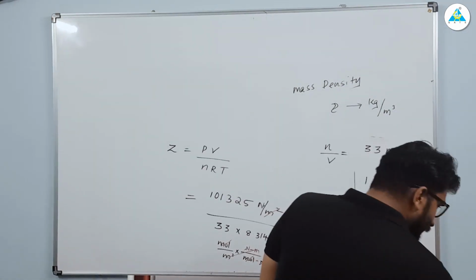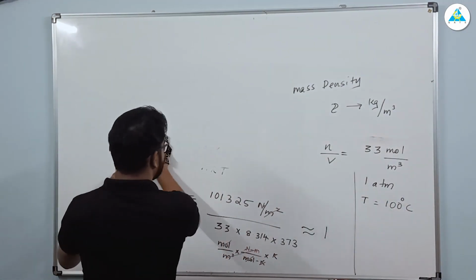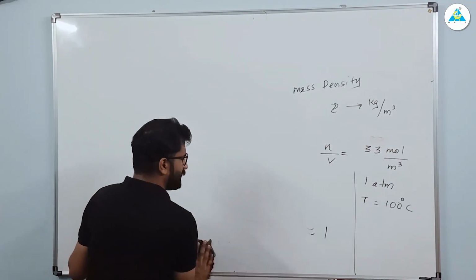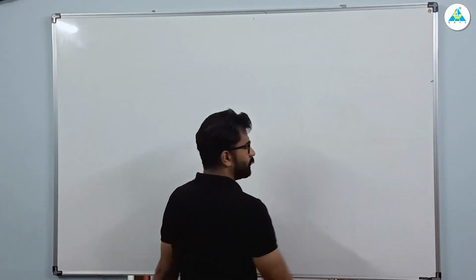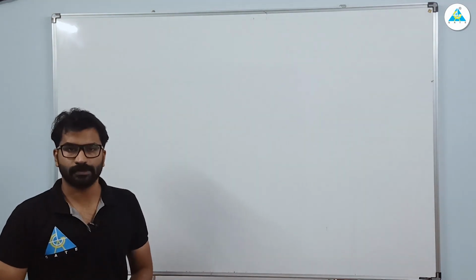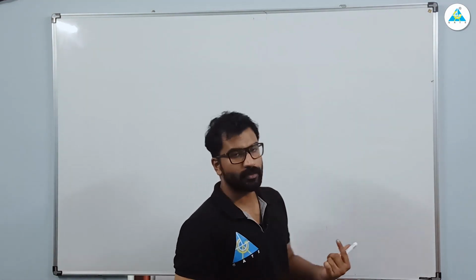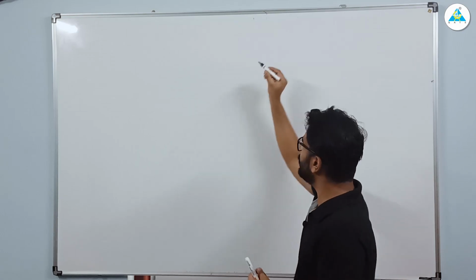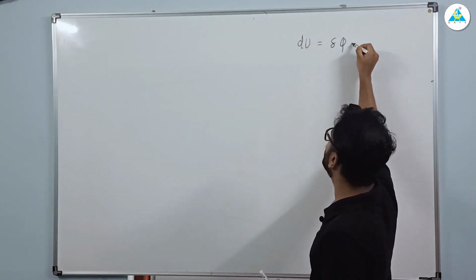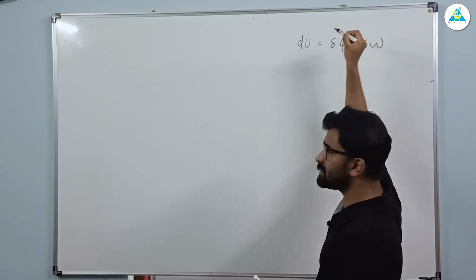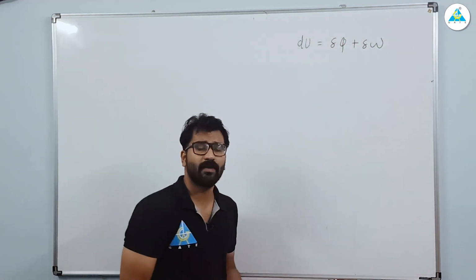Clear? So that completes our first chapter, we can say. Not first chapter, it includes almost 75% of Thermo 1 for the chemical engineering syllabus. Clear? So if you remember, what are the things I have taught? First of all, we discussed this thing, dU is equal to delta Q plus delta W. So this is the first basic thing we have studied.